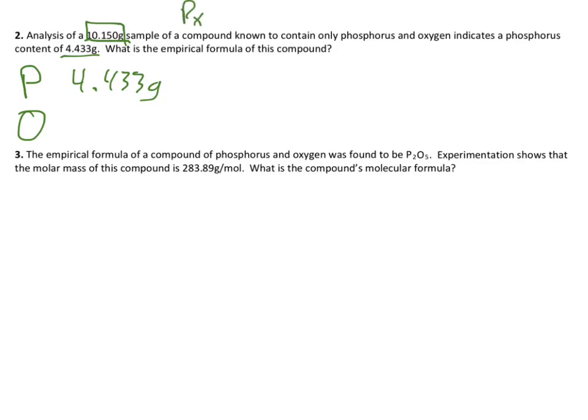So this compound is 10.150 grams of phosphorus and oxygen. Now, if phosphorus is 4.43 grams, what must the oxygen be? Well, this is both the phosphorus and the oxygen. So all you need to do is subtract this from the 10.150, and that'll give you the amount of oxygen. What you end up with is 5.717 grams of oxygen.